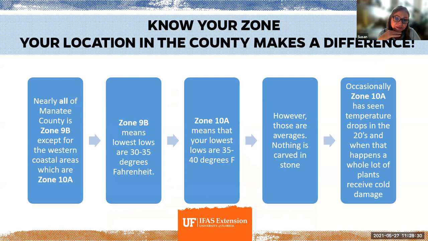And what that means is in zone 9B, the lowest lows are going to be 30 to 35. In 10A, your lowest lows are going to be 35 to 40. Of course, these are just averages. And of course, there are occasional weather events where zone 10A has seen temperatures drop into the 20s. And when that does happen, a lot of plants do receive damage, but it's very few and far between. And it rarely happens anymore these days with climate change, unfortunately.